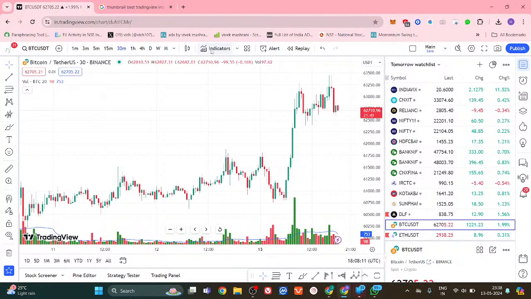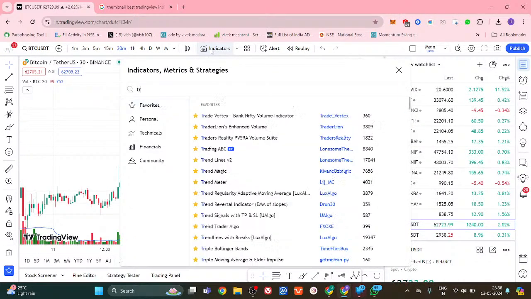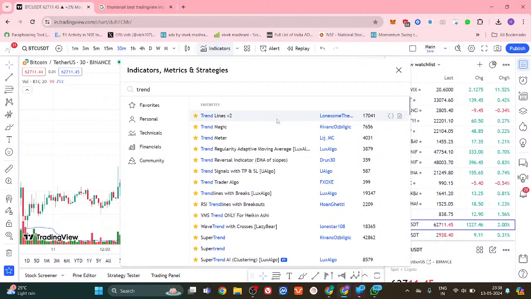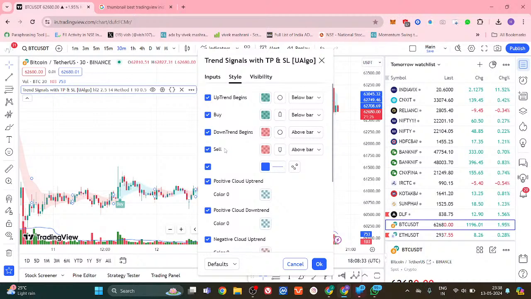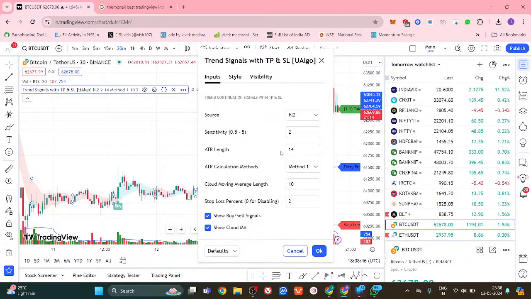Okay, so go to indicators, type trend, and when you type trend, you have to choose Trend Signals with TP and SL. So when you do this, you get something like this. Go to the settings. Let me show you the default. These are the default settings. Now I shall change some of them.